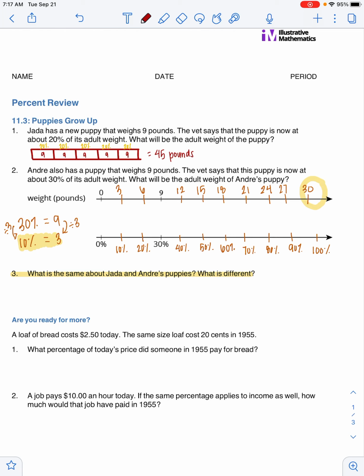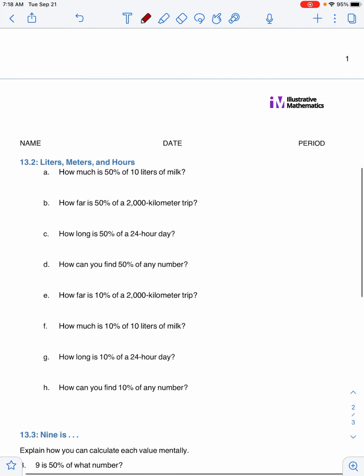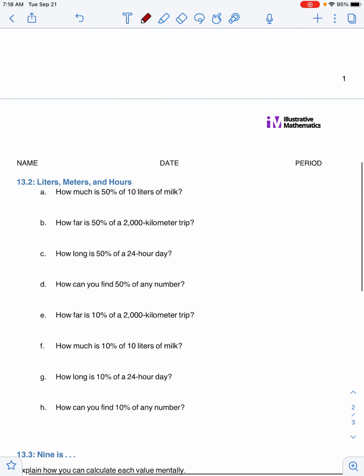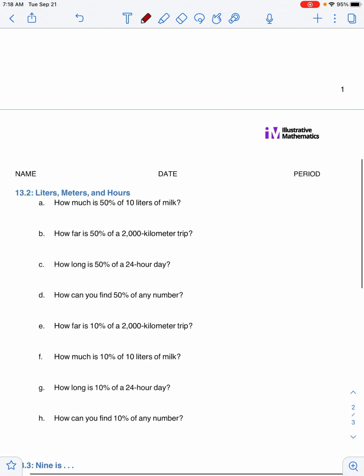This is helpful practice, but we're not going to cover it in this video here. Feel free to take a look, and I can give you some feedback. Our next activity is 3.2, liters, meters, and hours. Question A says, how much is 50% of 10 liters of milk? There are a lot of different ways to think about this, but it might be intuitive to you that 50% of 10 is just 5 liters.